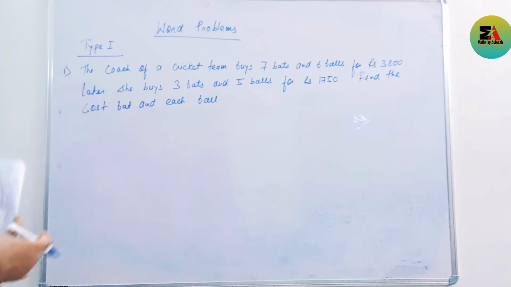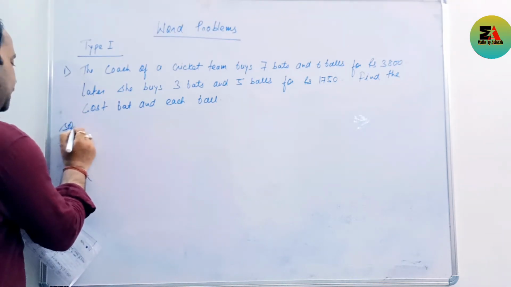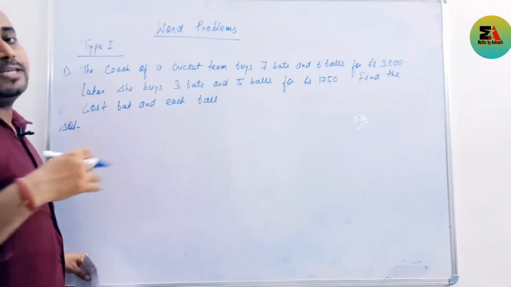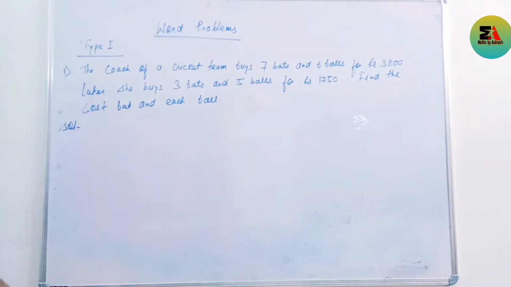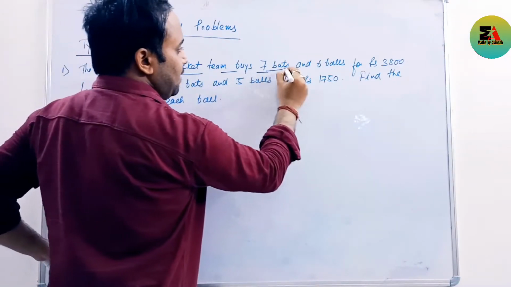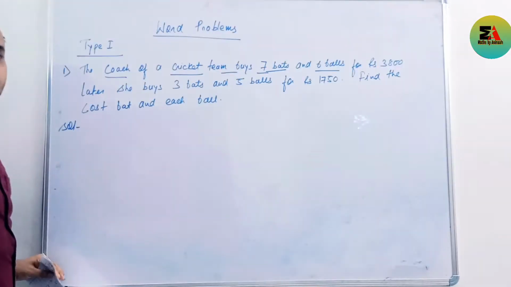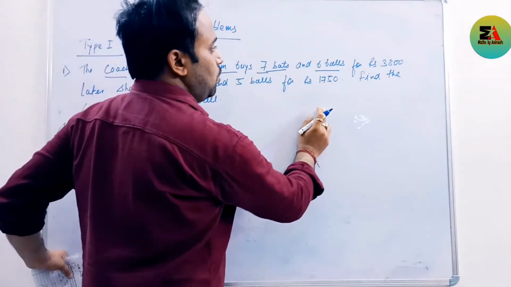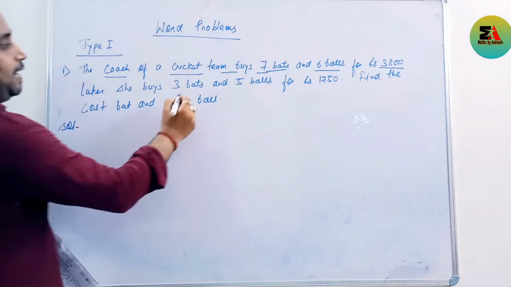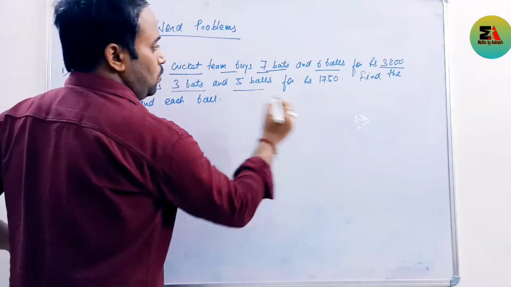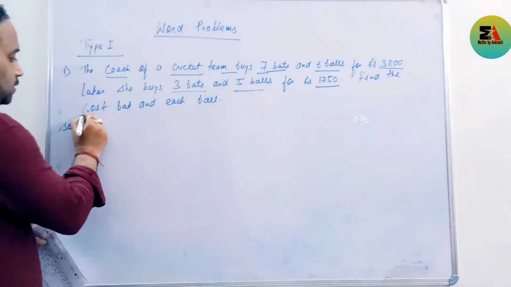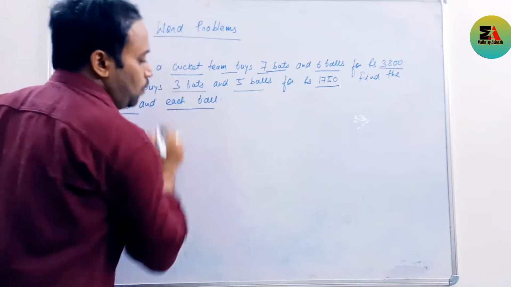This is a word problem of type first. In type first, the questions are mainly based on two variables and mostly on numbers. The type first question is: a coach of a cricket team buys 7 bats and 6 balls at a cost of 3800 rupees. Later, she buys 3 bats and 5 balls at a cost of 1750. Then we have to calculate what is the cost of a bat and a ball?